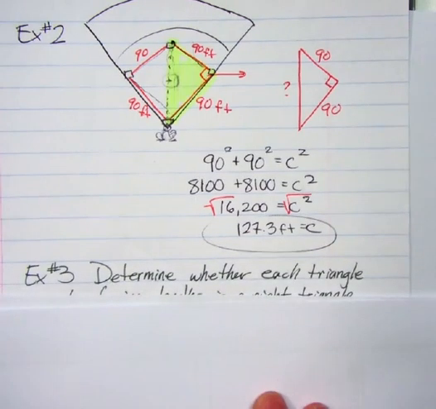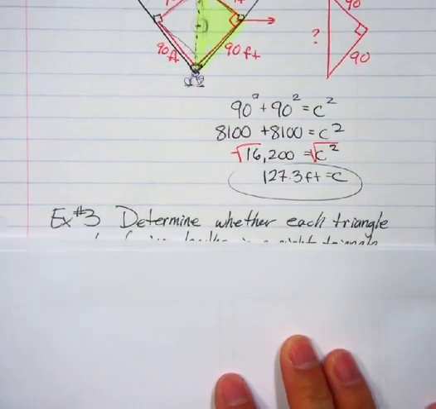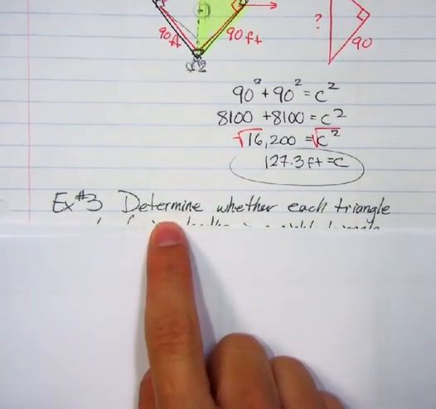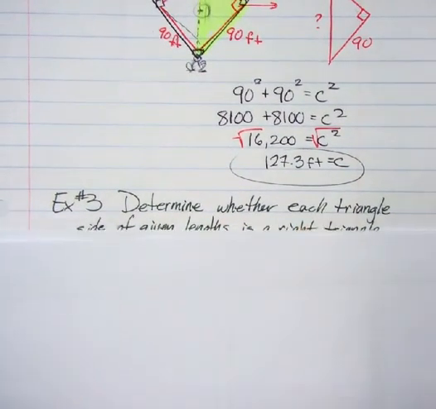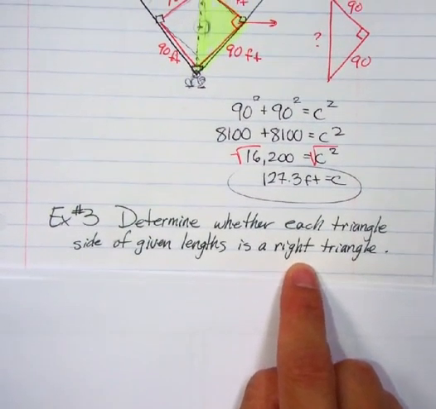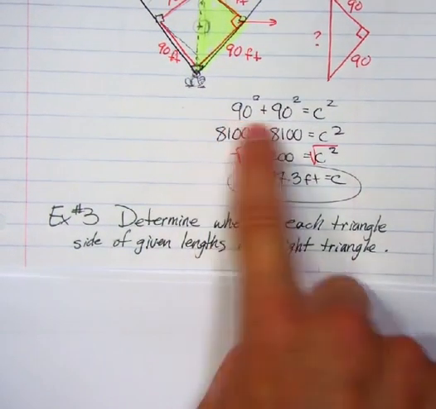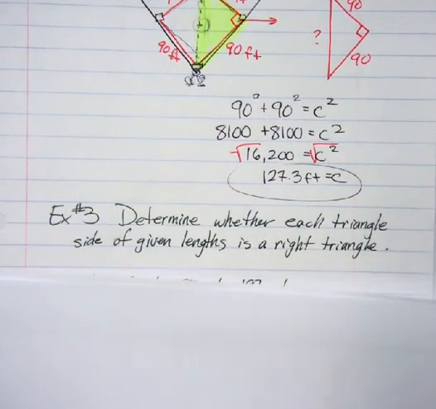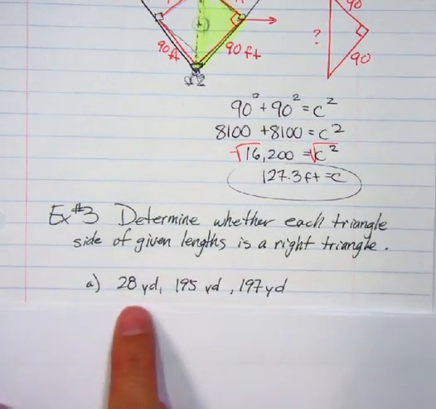Last type of questions that you're going to see, and we'll be practicing this more on Friday, is when they ask you, hey, determine if each triangle side of a given length is a right triangle. So how do I know if it's a right triangle? It could be any kind of triangle, but if it's a right triangle, it's going to work. It's going to plug into the Pythagorean theorem. So let's try this first one out.